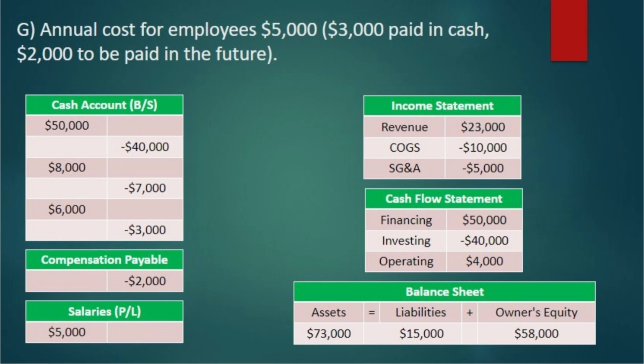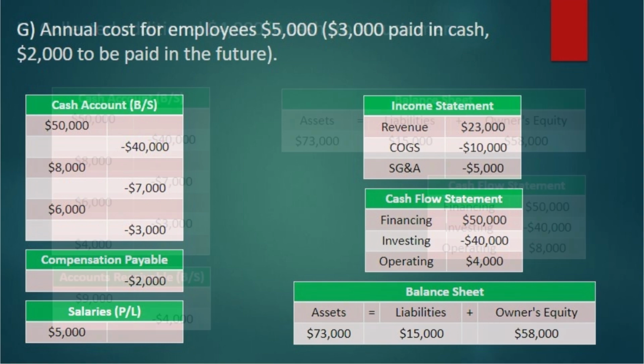The consolidated balance sheet overview is updated accordingly. Assets went down by $3,000, liabilities went up by $2,000, equity went down by $5,000. The cash flow operating section will be updated as well.